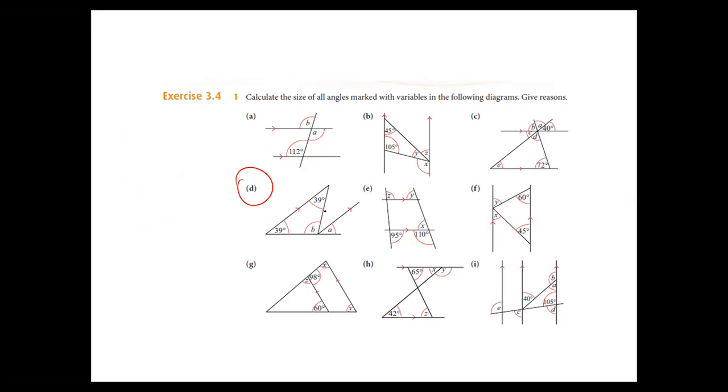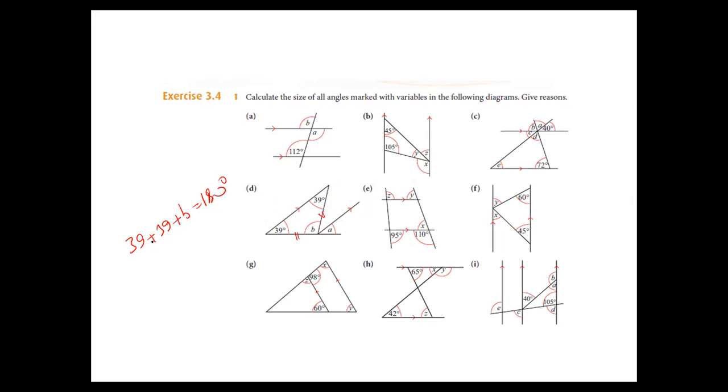Okay, let's go to part D. As you see here, we have two parallel lines. The condition is parallel lines. The second way to solve this problem is that we have a triangle, and it's an isosceles triangle. So 39 plus 39 plus B must be 180. They add up to 180, the interior angles of a triangle.